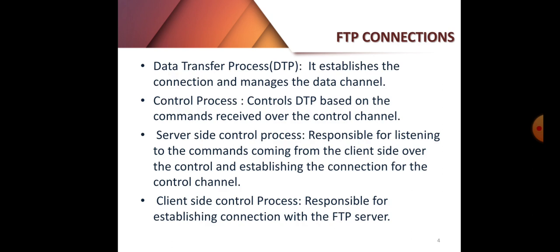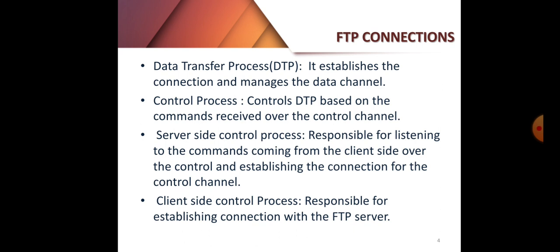We shall study in detail how communication, or file transfer, is done between a client machine and a remote machine called the server. To establish this connection and transfer files, a number of processes are involved. The two main processes are the data transfer process and the protocol interpreter process, also called the control process.